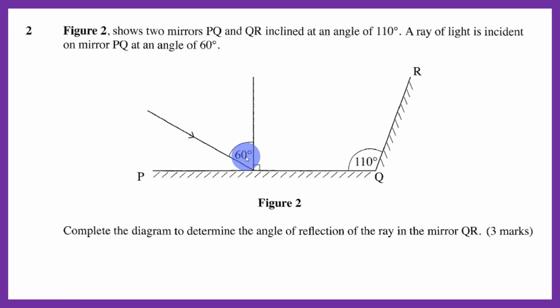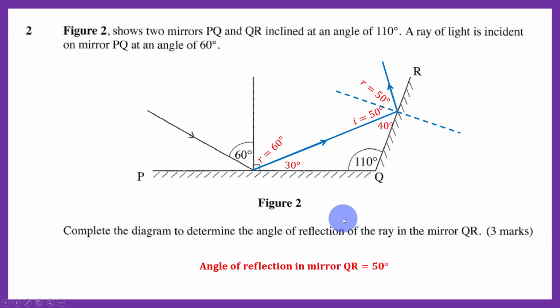It's always important to try and identify each one of those angles so that you can use the first law of reflection. So we are asked to complete the ray diagram to determine the angle of reflection of the ray in the mirror QR. And I've already drawn this, so let's go straight to that slide and look at it.